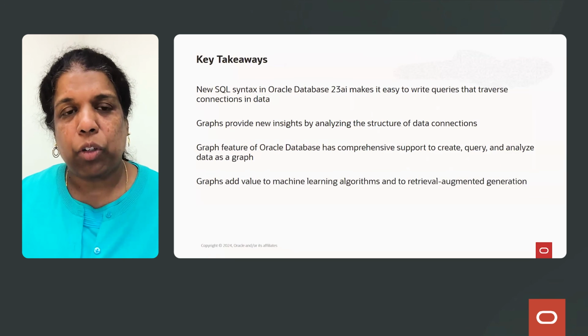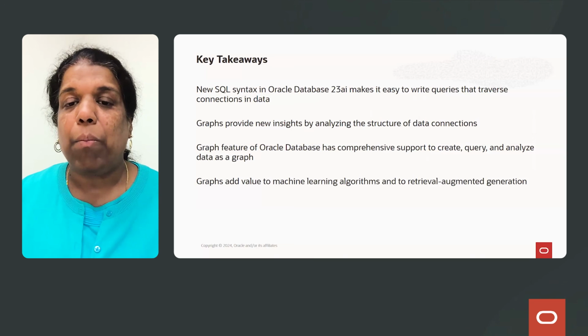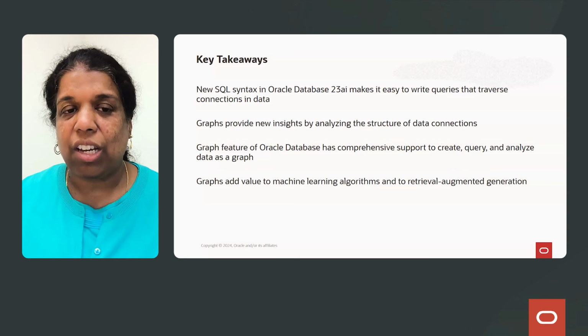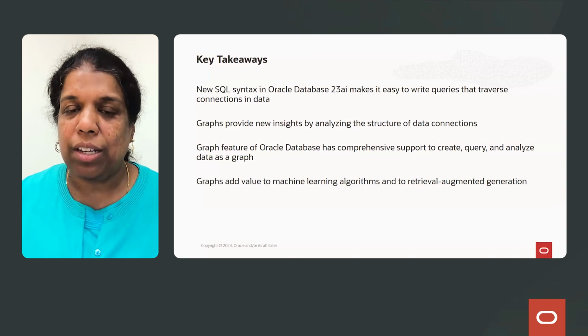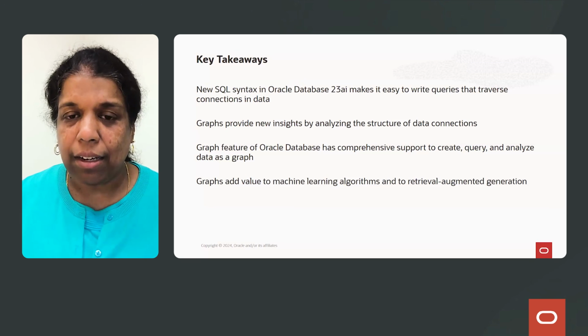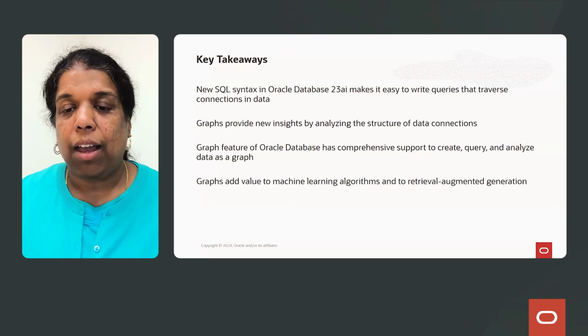So with that, I come to the key takeaways: the new syntax in Oracle Database 23ai makes it really easy to write queries that traverse connections in data. The graph data model is really interesting and really useful to find new insights by analyzing the structure of how your data is connected. Oracle Database has comprehensive support for graphs, and graphs add value to machine learning algorithms and RAG, and this is a very hot topic of research.